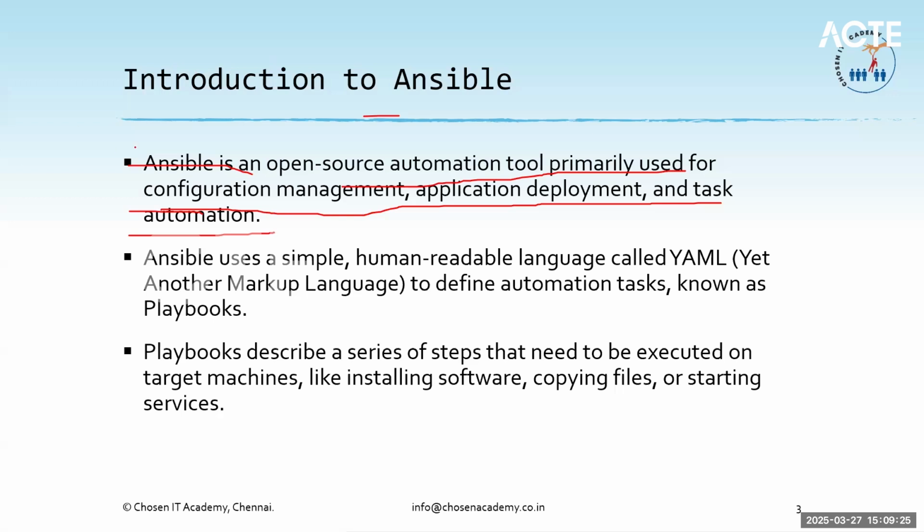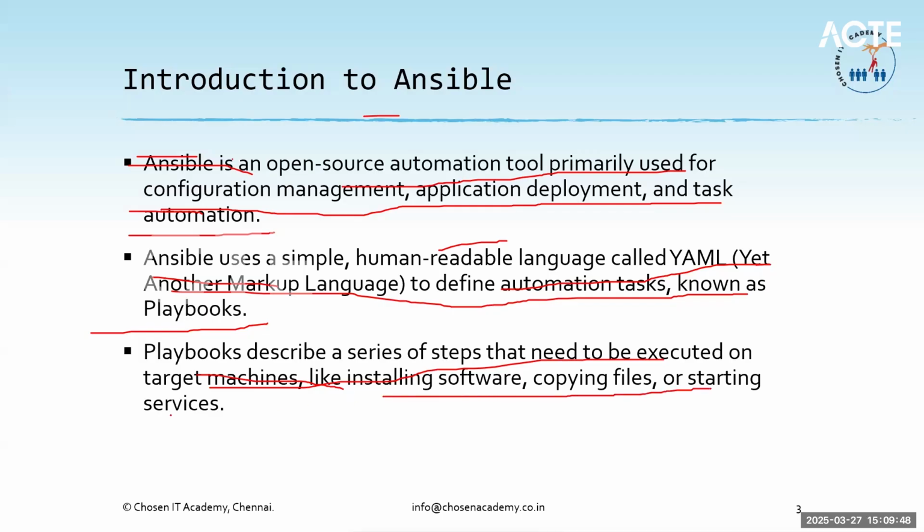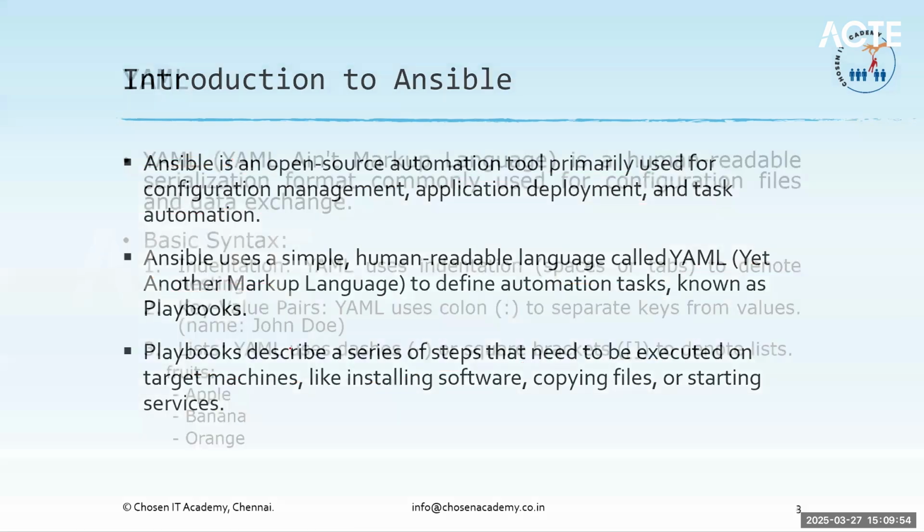Ansible uses a human readable language called YAML, and the full form of YAML is yet another markup language, to define automation tasks known as playbooks. So these automation tasks are called playbooks. Playbooks describe a series of steps that need to be executed on target machines, like installing software, copying files, or starting services. All such sorts of things can be done using this playbook.